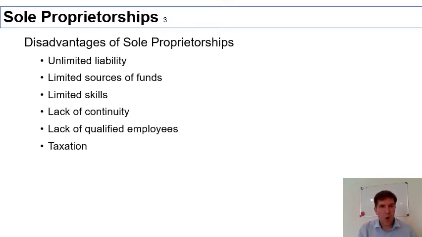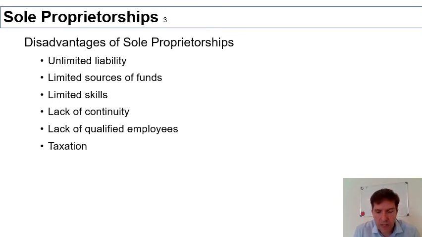Okay. What are the downsides, though? There's no free lunch, right? As you can imagine, otherwise every firm would be a sole proprietorship. The biggest downside is the first one, that you have unlimited liability. If you are the owner of a business and something goes wrong with that business, right?